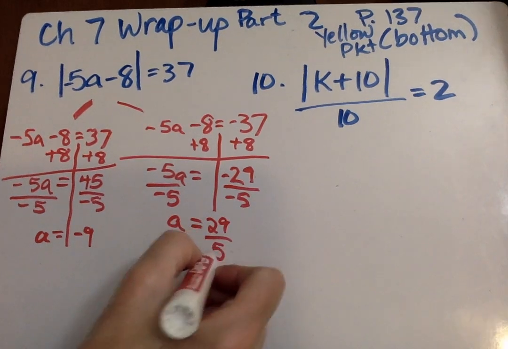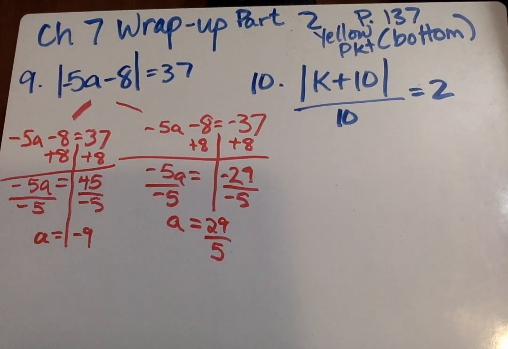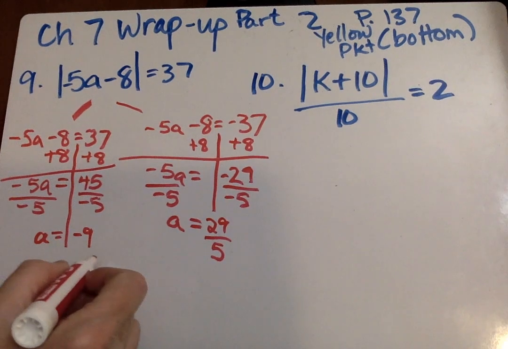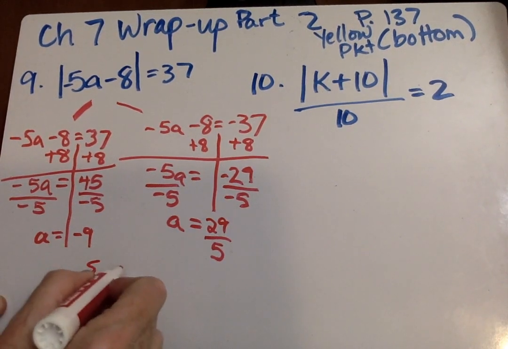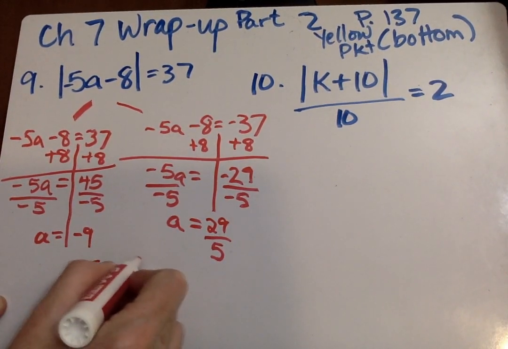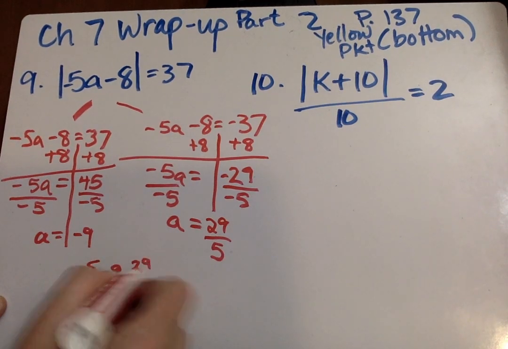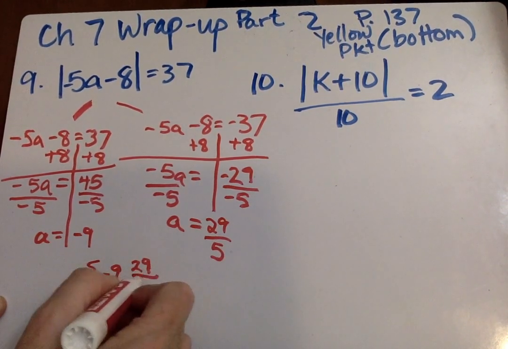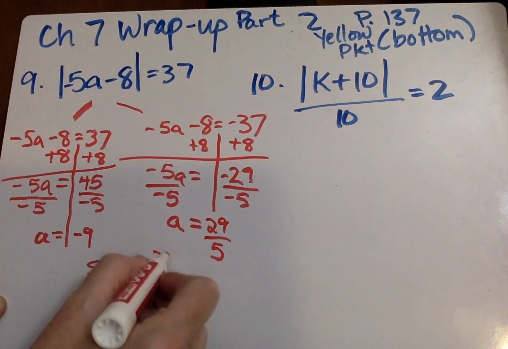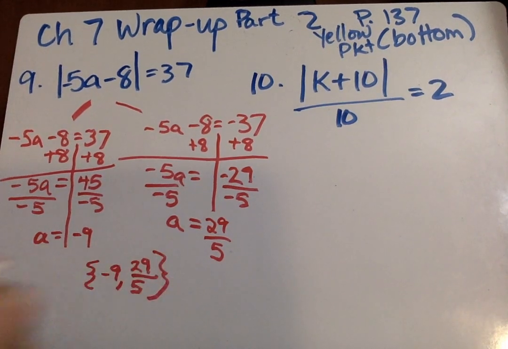And our instructions do say, solve. If equation, give solution as a set. If an inequality, give solution as graph and interval. So this one will be the set of negative 9 and 29/5, which is 5 4/5, but they don't mind it being improper fraction notation, and there you go.